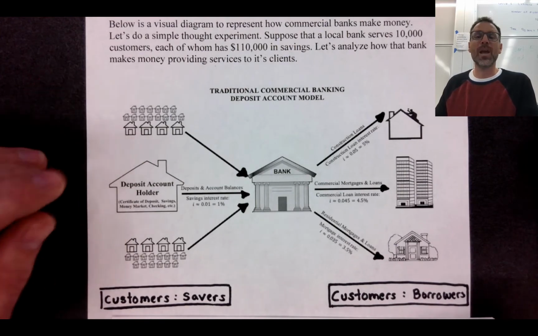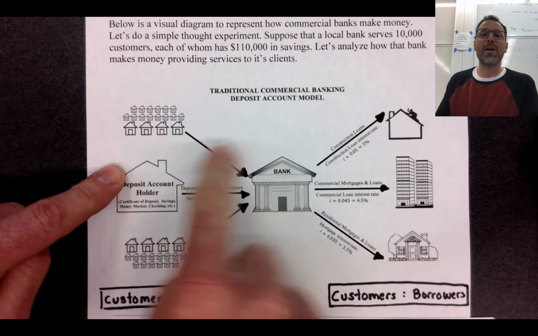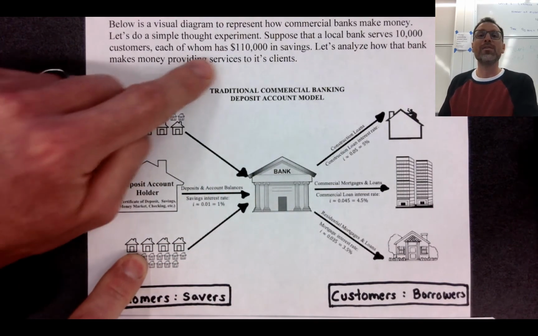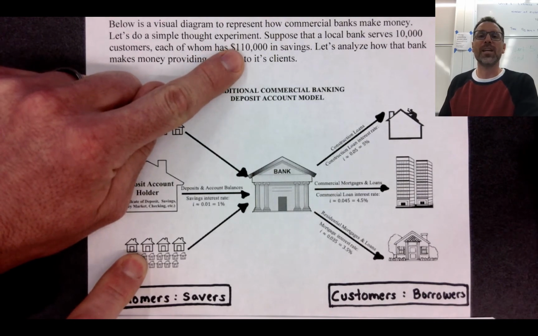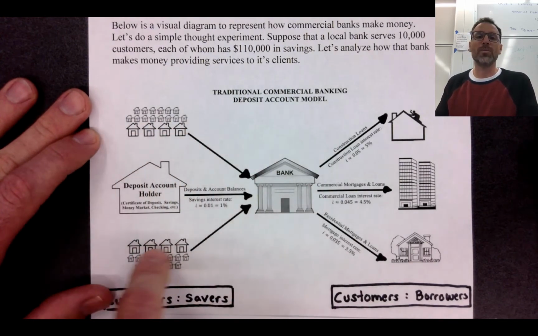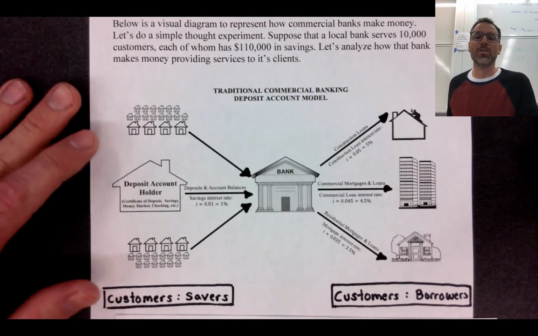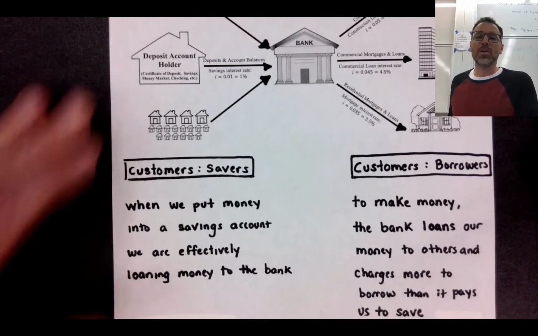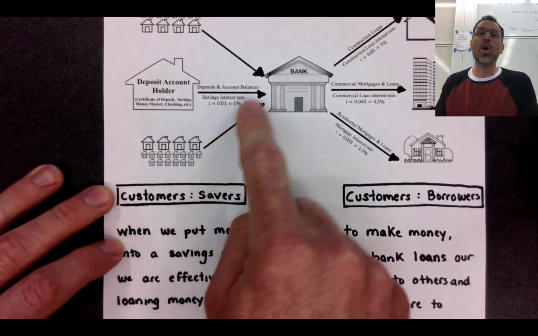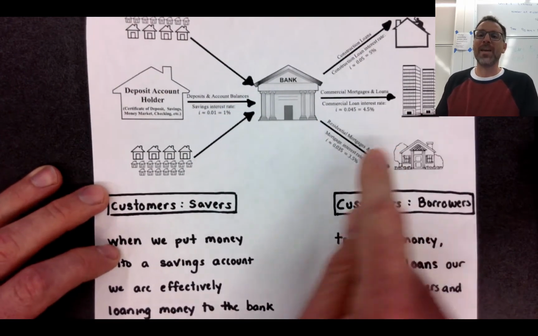For the simplification in this particular model, let's assume that we have a bank that serves 10,000 people or 10,000 customers, each of whom puts $110,000 in savings. So when we think about all the customers putting money in the bank, we're going to assume there's 10,000 such savers, and each one has $110,000 to save, right? One thing that's kind of interesting is when we play the role of savers, we're actually loaning money to the bank.